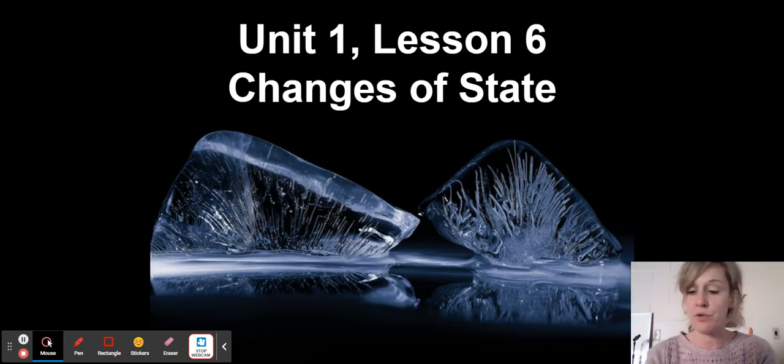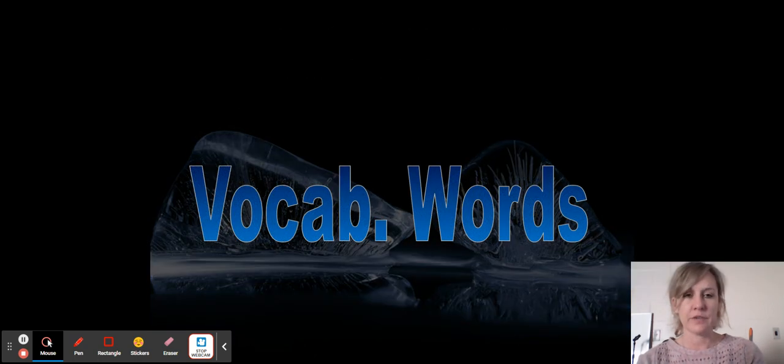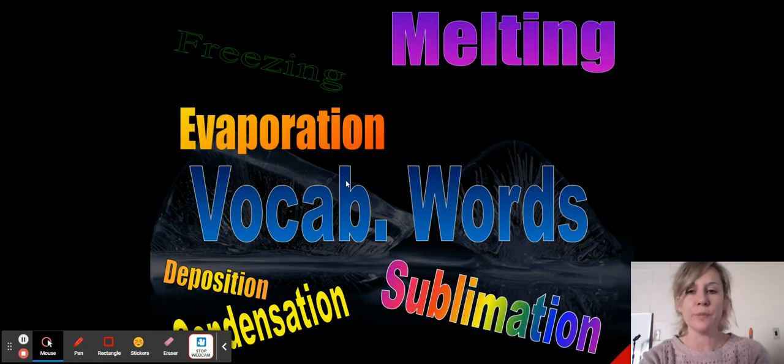Solids are a form of matter that has a definite shape and volume. Liquids are a state of matter that has a definite volume but no definite shape, and a gas is a state of matter with no definite shape or volume. Today we're going to talk about how those three types of matter can change from one state to another. Vocab that you need to know: freezing, melting, evaporation, deposition, condensation, and sublimation.